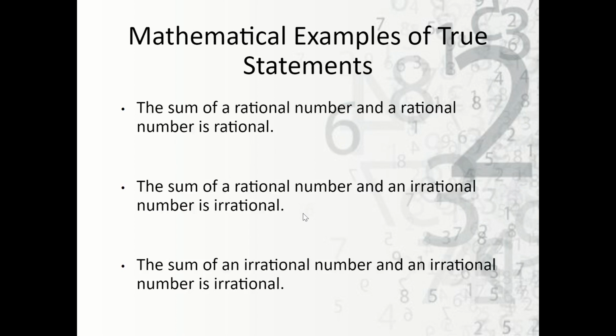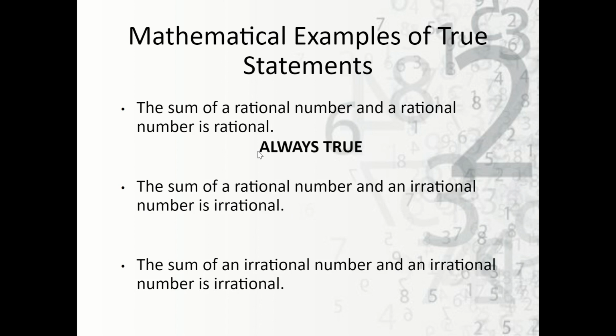Some mathematical examples of true statements. The sum of a rational number and a rational number is rational. Well, basically what that's saying is, if I add two fractions together, is there any way to get something other than a fraction? Well, we know that we can't get pi or e or square root of 2 by adding two fractions together, so therefore this is always true.